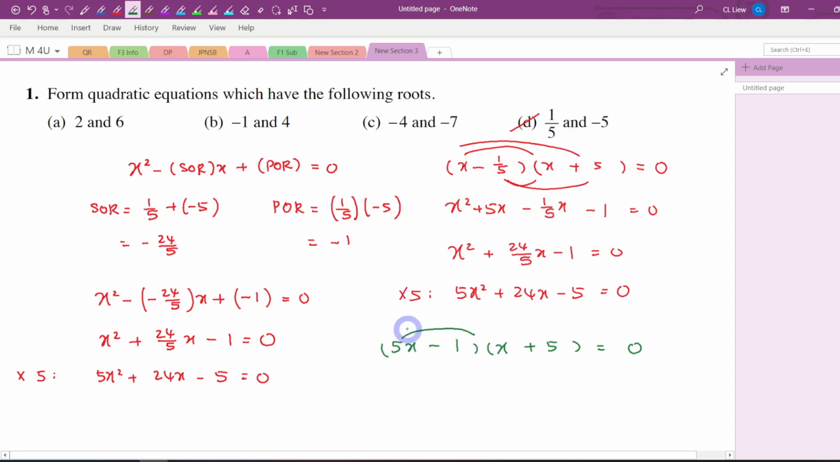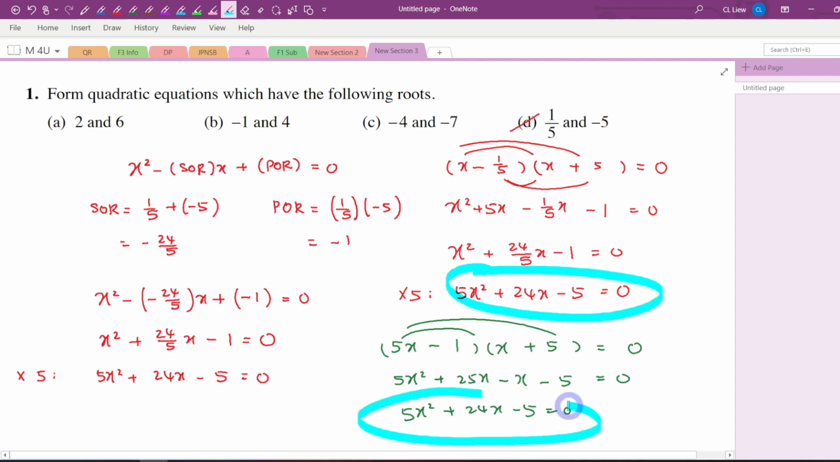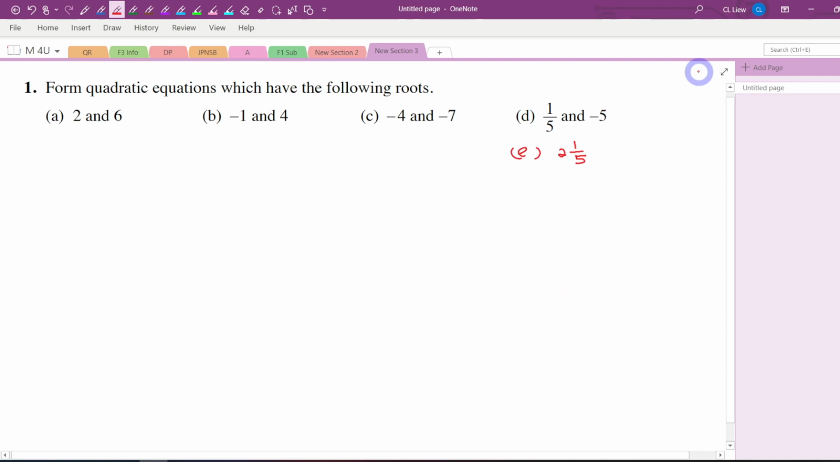And then we just do some expansion. 5x squared plus 25x minus 1 minus 1x minus 5 is equal to 0. Okay, 5x squared plus 24x minus 5 is equal to 0. You will notice that all give you the same answer. Okay, these are the few ways to form a quadratic equation when we are given the root of the quadratic equation. Okay, let me add one more part for you.